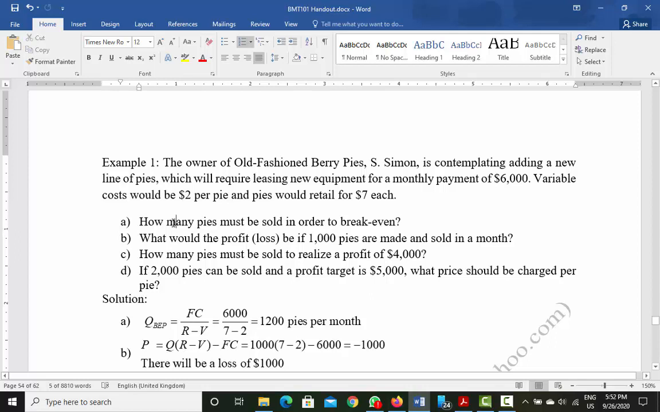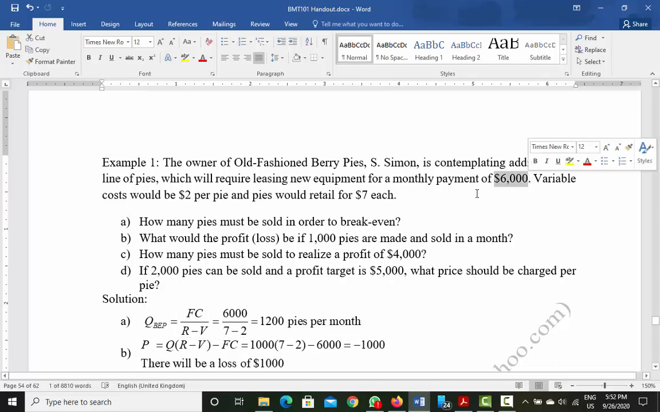The question is asking how many pies must be sold in order to break even. So we want to find the break even quantity. The formula, as you already know, is fixed cost divided by revenue per unit minus variable cost per unit. Fixed cost is $6,000.